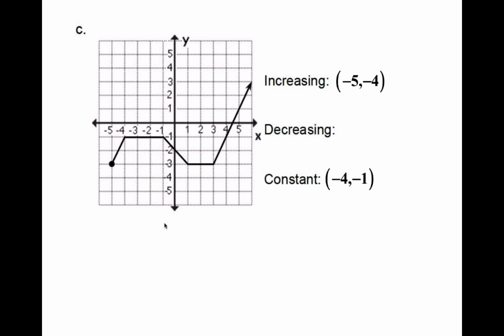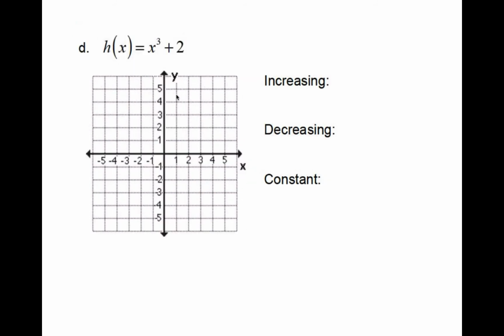And then what's happening to the graph? Okay, at negative 1, it's now starting to decrease from negative 1 until you get to x equals 1. Now what's happening to the graph? Okay, so from here, it's now constant from x equals 1 until you get to x equals 3. Now what's happening to the graph? Okay, at 3, the y values are going up. So it's increasing from 3 all the way to, this is an arrow, so it goes to infinity.